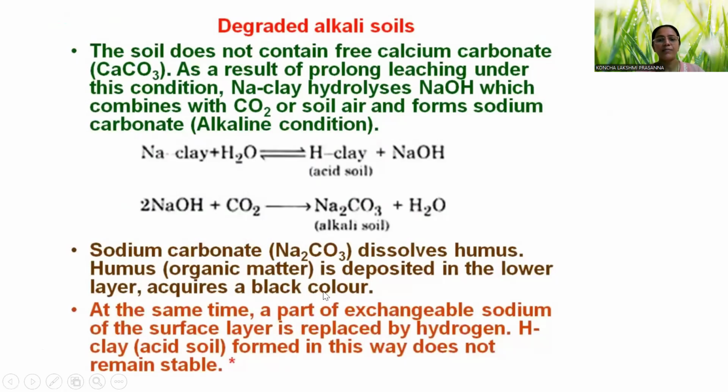And also at the same time, the exchangeable sodium which is present on the surface layer replaces the hydrogen clay, making the soil acidic in nature. Here, the hydrogen clay which is formed does not remain stable over a long period of time. That is why the sodium hydroxide which is formed here combines with the carbon dioxide and forms the sodium carbonate.